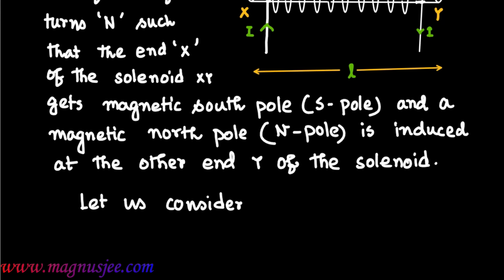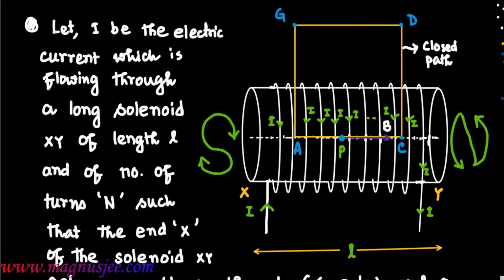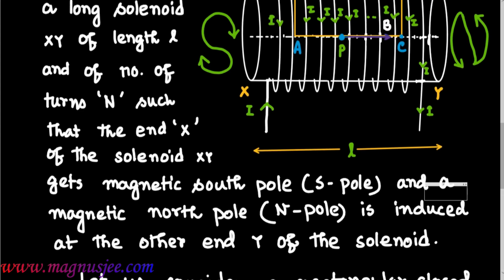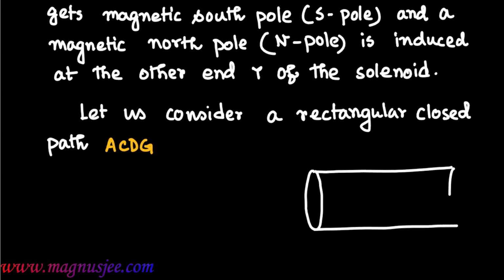Let us consider a rectangular closed path ACDG. In the diagram we can denote ACDG as a rectangular closed path. This is the closed path ACDG. We can draw the solenoid.